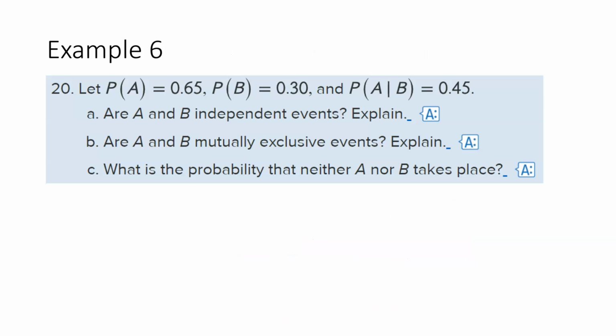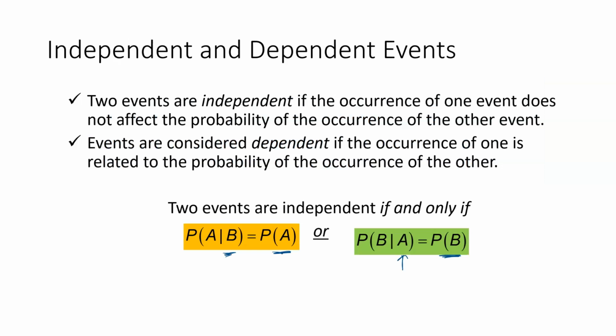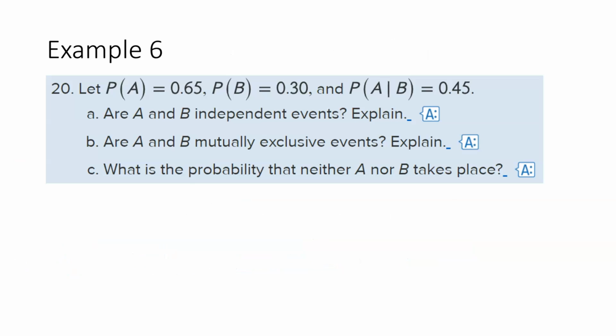So looking at this one here, and again, if we go back here, if we want to know are two events independent, we can check these formulas out and see if they're true. So are A and B independent events? Let's take a look. If they were independent, then the probability of A given B would be equal to the probability of A because it wouldn't matter what happens with B. So when I look at that, I can see that 0.45 does not equal 0.65. So are these independent? No.